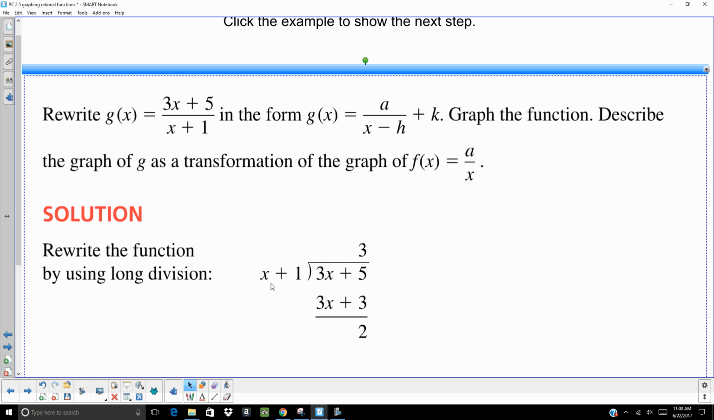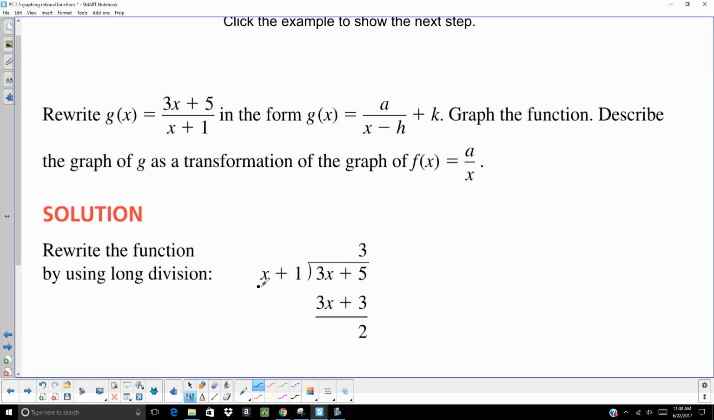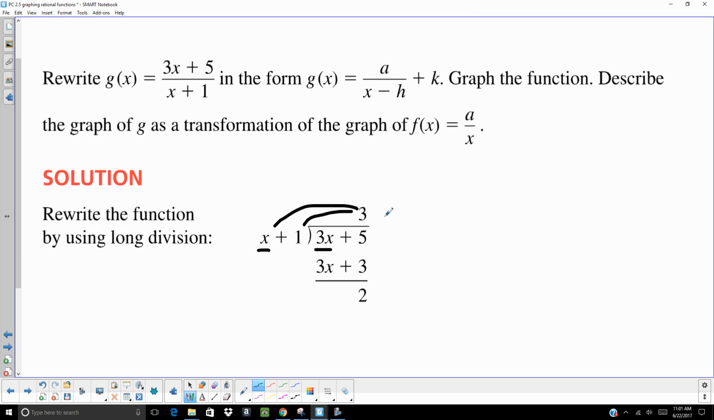We're going to put x + 1 on the outside. 3x + 5 goes on the inside. You're going to ask yourself, x times what gives me 3x? Well, the answer is 3. Distribute. 3 times x gives me 3x. 3 times 1 gives me 3. So then my remainder is going to be 2 over x + 1.